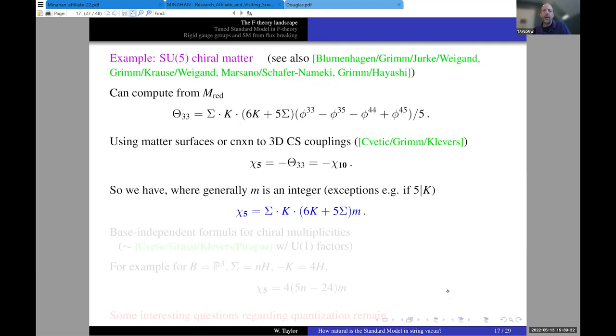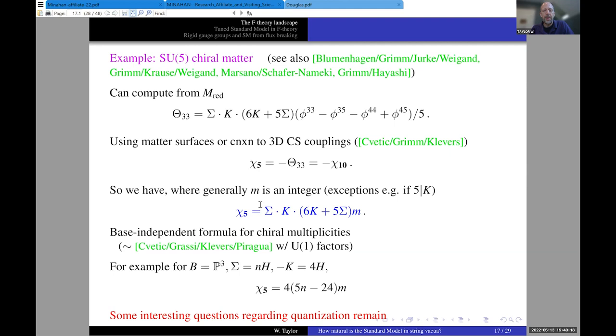So, you know, for an example, one that has been studied extensively in the literature from different points of view, from this reduced matrix M-red, we can write that the theta 3-3 flux, one of the components of flux, is given by this intersection product times a linear combination of the fluxes phi, relating that in various ways, either through matter surfaces or connecting to 3D Chern-Simons couplings to the chiral multiplicity. We get that this flux term controls the multiplicities of the 5 and 10 representations of SU5. And so we can just read off a base independent formula for the chiral matter multiplicity in an SU5 theory in terms of the geometry of the objects on the base.